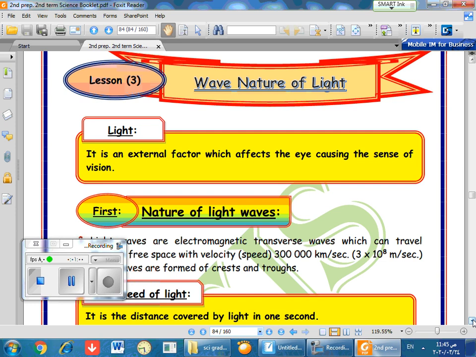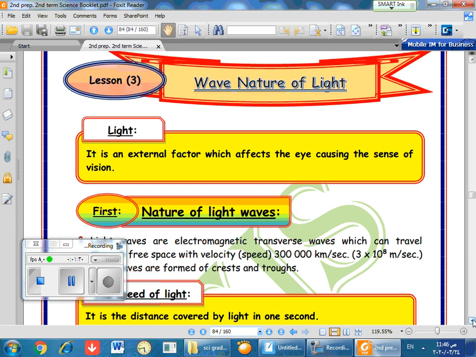Electromagnetic waves don't need a medium to transfer. They can transfer in vacuum or in space. They don't require the presence of a medium. Okay? The speed of light reaches 300 million kilometers per second, or equal 3 times 10 power positive 8 meters per second. Okay?